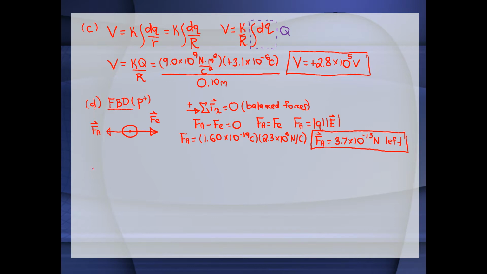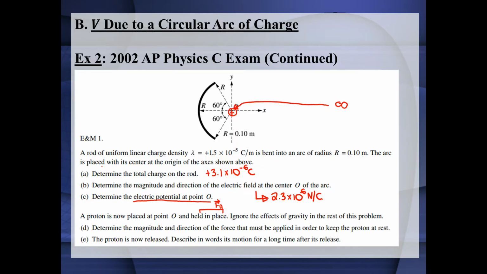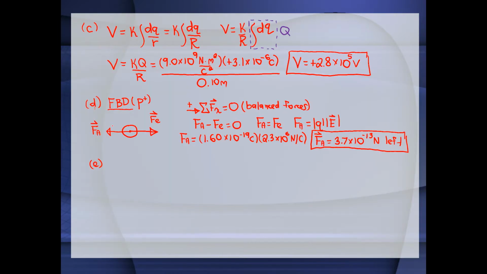Okay, now part E says the proton's now released. So if it's released, it means we're not going to hold it in place anymore. So now Fa would be equal to 0. And it says describe in words its motion for a long time after release. Now obviously, if you don't apply a force anymore, you just have an electrostatic force which is towards the right, which means there's going to be acceleration towards the right.